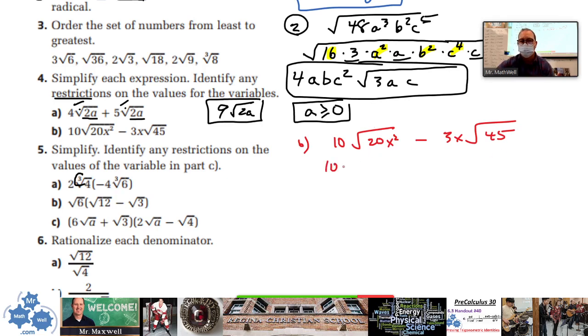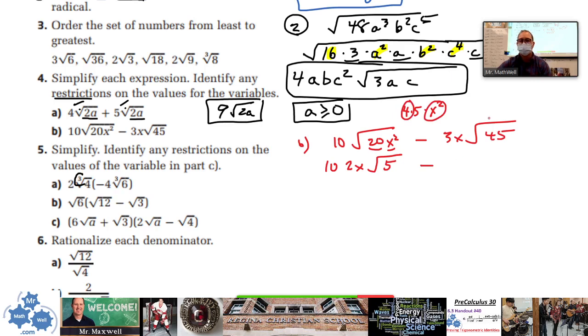So I'm going to take out of here a 4x squared. So a 4 is a factor of 20, and x squared is obviously a factor of x squared. So that's going to be 2x. I'm going to be left with a root 5 underneath there, okay? I didn't show that step, but do you guys see that? 4 times 5 times x squared. The 4 comes out as a 2. The x squared comes out as an x.